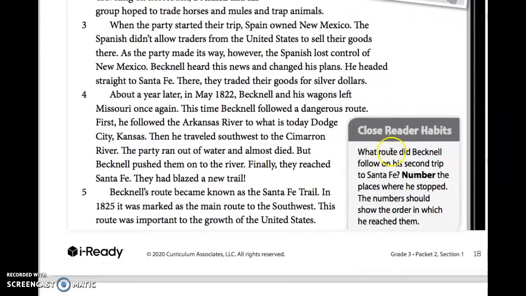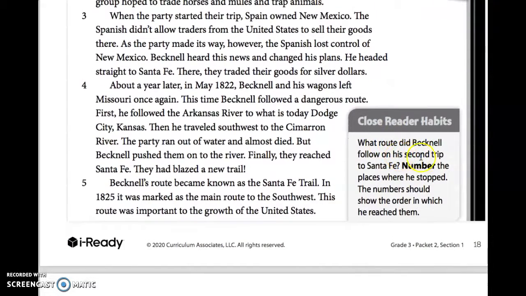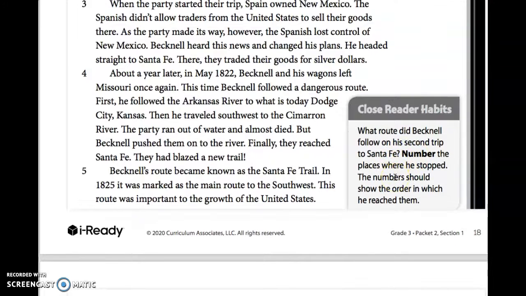And also it says, what route did Becknell follow on his second trip to Santa Fe? Number the places where he stopped. The number should show the order in which he reached them. So this is going to be a good strategy for us to practice as we're thinking about the sequence of the story and when things are happening. So let's go ahead and make some notes about what happened first, next, then, and last.